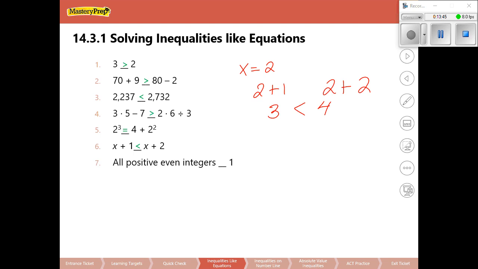All positive integers and 1. All positive even integers. What is the smallest positive even integer? 2. Well, since that's the smallest one, it's always going to be greater than 1. What's the smallest positive prime number?